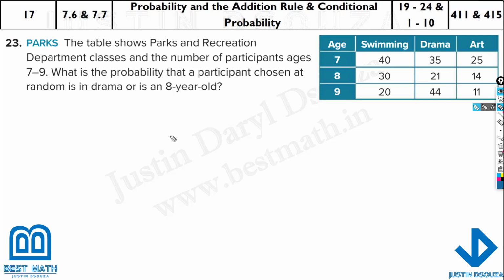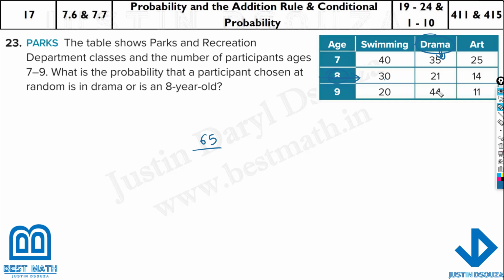Now another problem, a similar one to what we did a while ago. The table shows parks and recreation department classes and the number of participants aged 7 to 9. What is the probability that a participant chosen at random is in drama and 8 years old? So this one over here and this one. So we just find the sum. 30, 51, 55, 65 is 8 years old. What is the total? You just have to find the sum of all these. We'll just use the calculator for that.